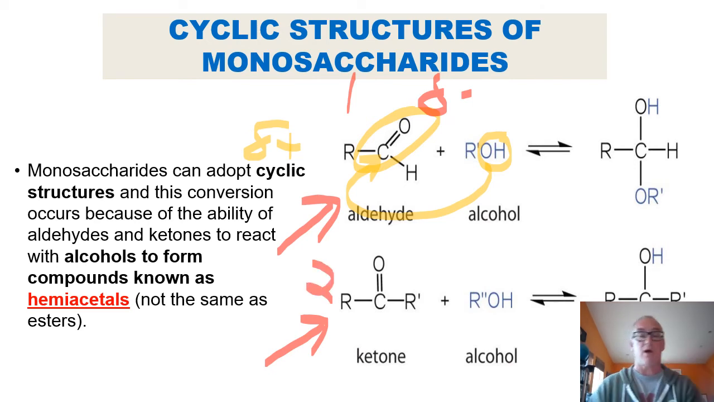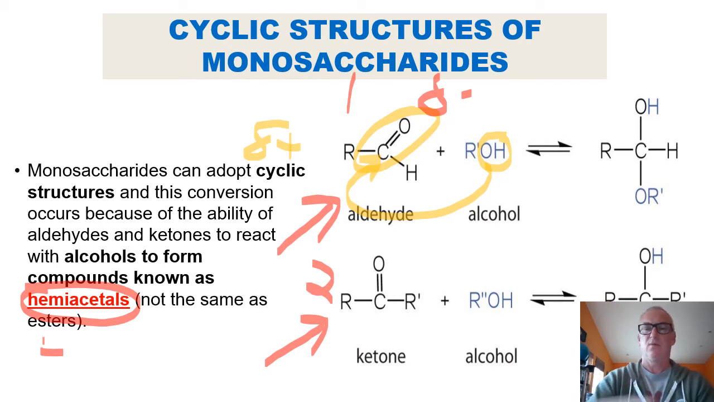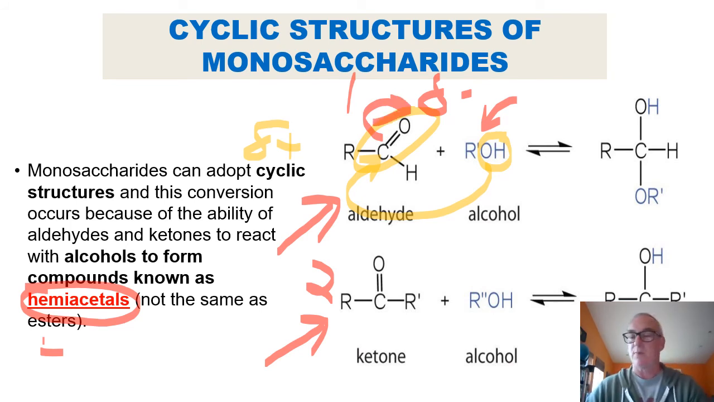And we call this bond a hemiacetal. It's not quite the same as an ester bond. It's a little bit different because what happens is that when these electrons from the alcohol group, from the hydroxyl group, come up and attack the carbon, it then pushes electrons out to the double bonded carbon. And then basically what you're left with is a new alcohol group, a new hydroxyl group.